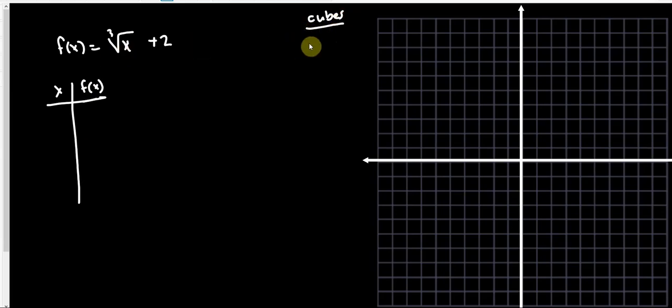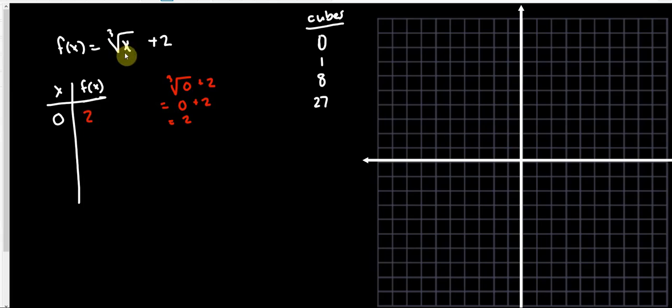So perfect cubes, let's see, 1 is a perfect cube. Well, actually, 0 we could say is a perfect cube. 1 is a perfect cube. 8 is a perfect cube. 27 is a perfect cube. That's probably big enough. We don't want to get too much bigger than that. So if I plug in a 0, let's see what we get. The cube root of 0 is 0, and 0 plus 2 is 2, so that worked out nicely.